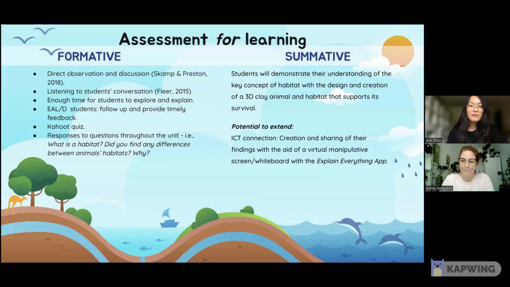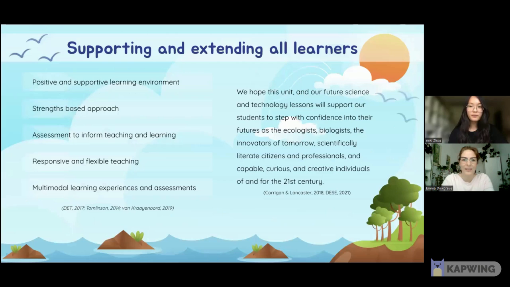For summative assessment, students will demonstrate their understanding of the key concepts about habitat with the design and creation of a 3D clay animal and habitat that supports its survival, showing through their final product that they have considered that the needs of their animal are met. This ensures students' understanding based on our learning outcome process. Also, we provide opportunities for them to use ICT to record and present their work, such as clay making, recording on the whiteboard screen, and practising their oral explanation.